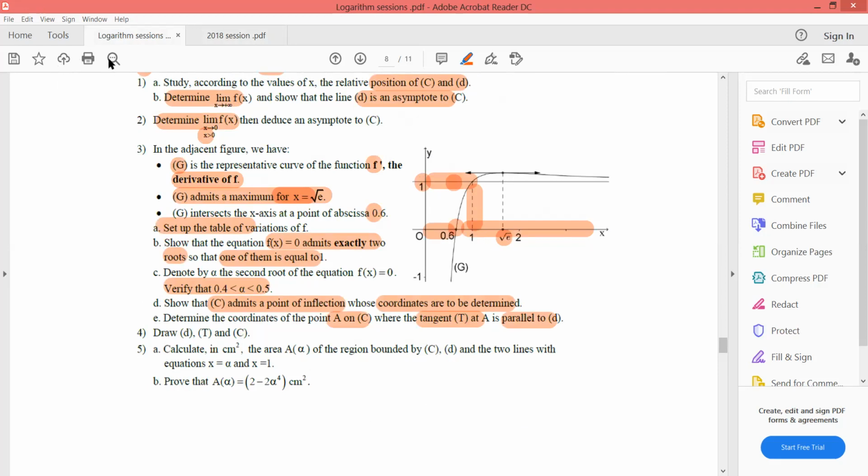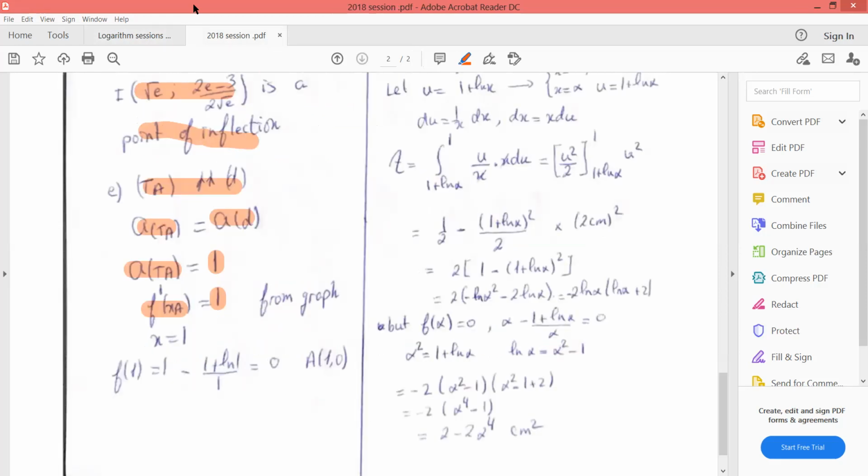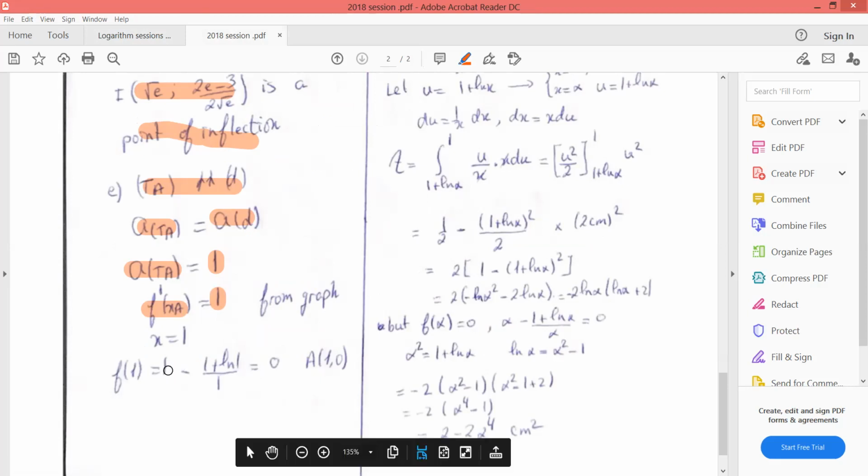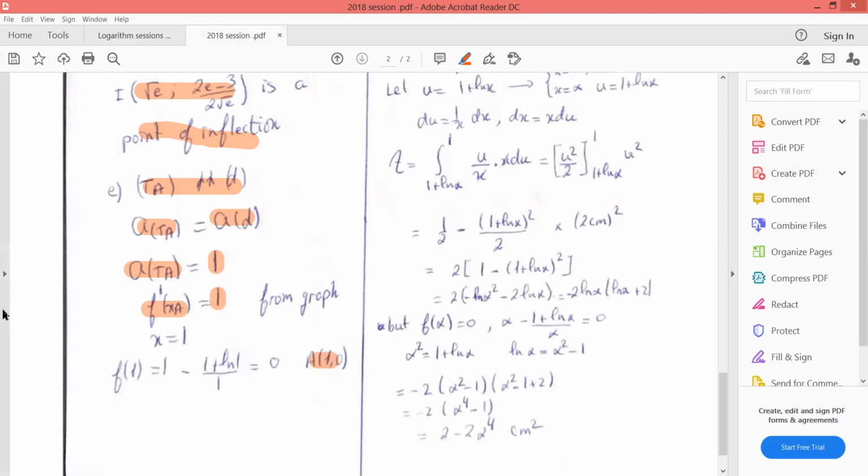So x equal 1. To find the ordinate, since the point A is on C, we calculate f of 1. f of 1 is 0: 1 minus 1 plus ln 1 over 1. So A is (1, 0).